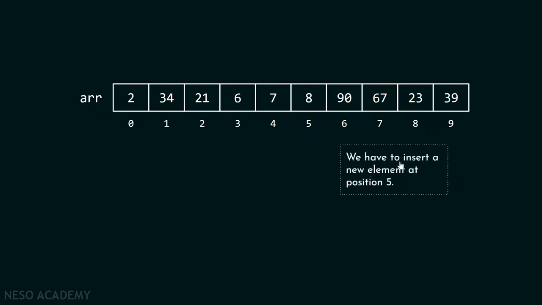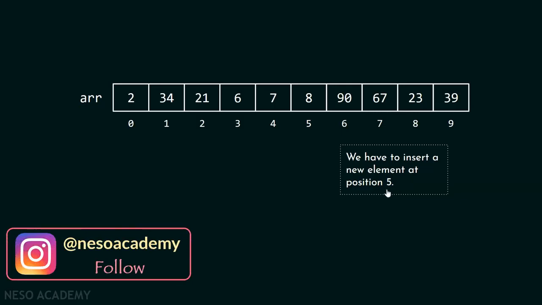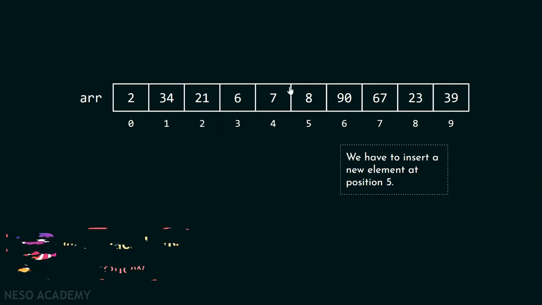Now we want to insert a new element at position 5. That means at this particular position, we want to insert a new element. I am considering that this is position 1, position 2, position 3, position 4, and this is position 5. At this place, we want to insert a new element. Let us suppose that we want to insert this element 78.